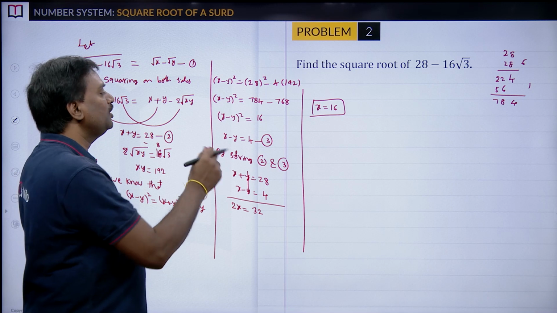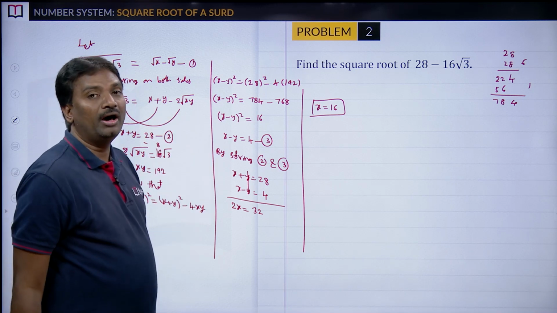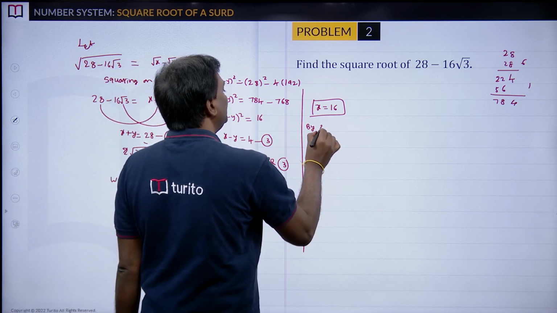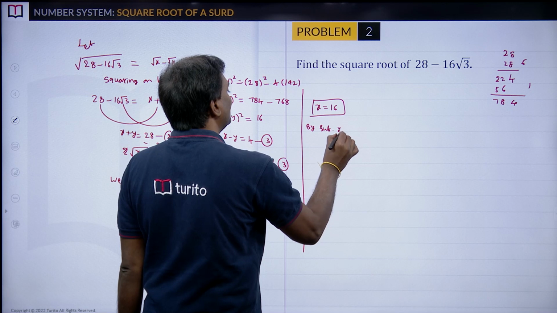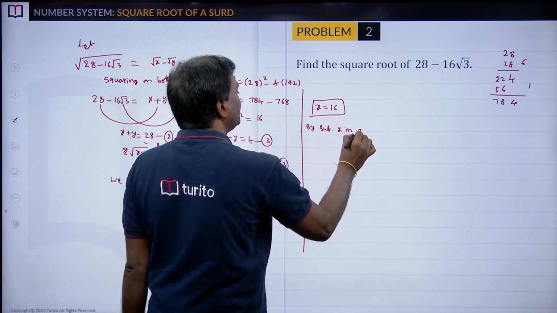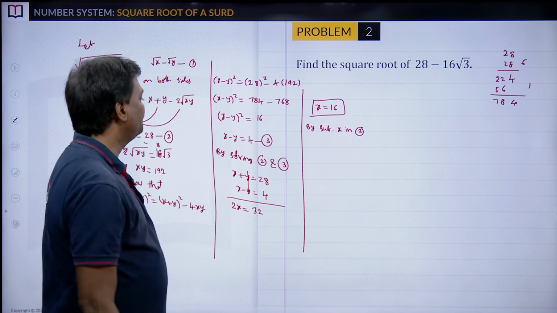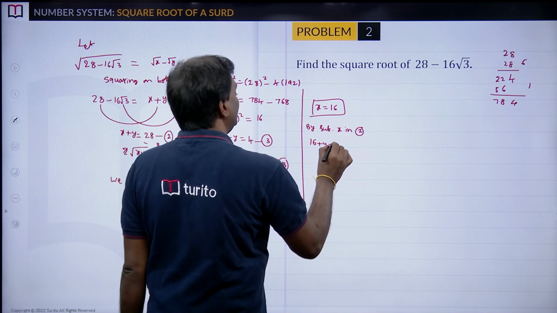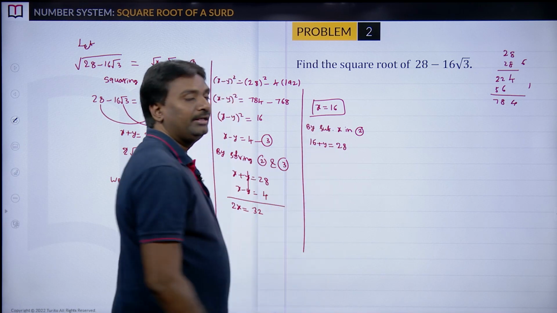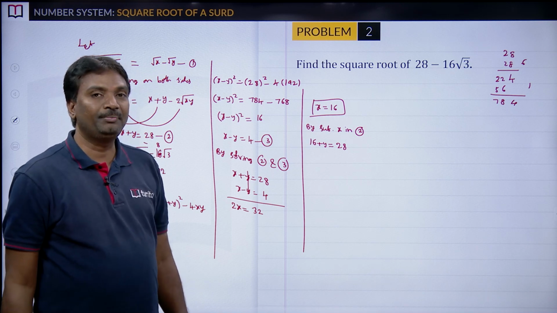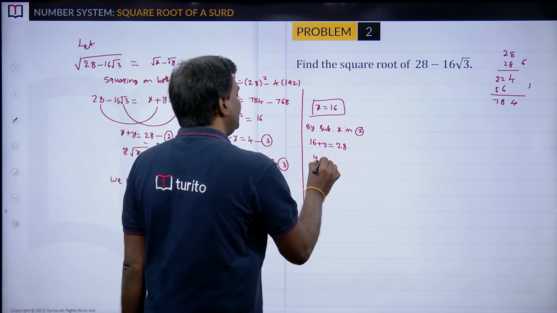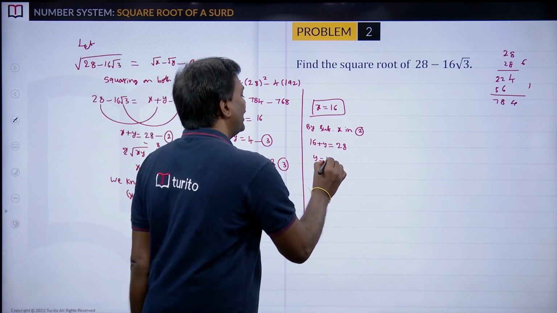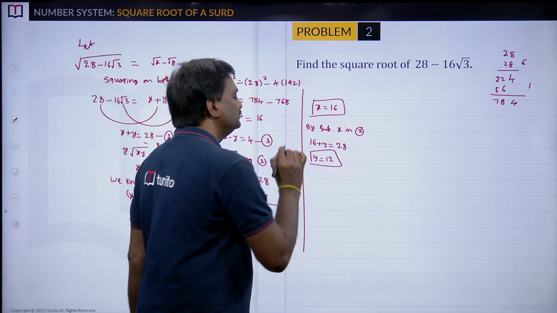By substituting x equal to 16 either in equation 2 or in equation 3, you will get the value of y. So x plus y, 16 plus y equal to 28. If you take 16 to that side, that should be minus 16. So you will get y equal to 28 minus 16, that is 12. So y equal to 12.